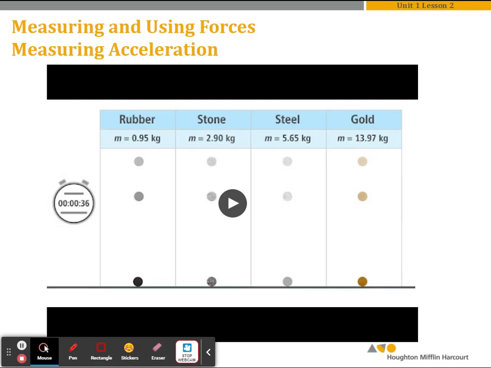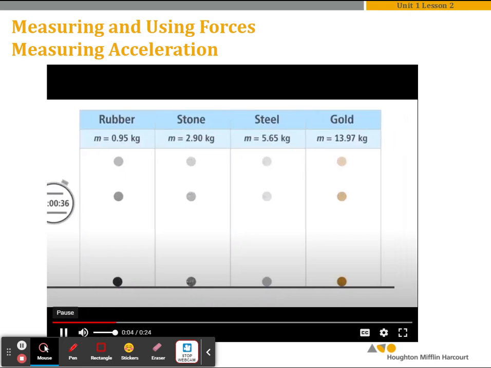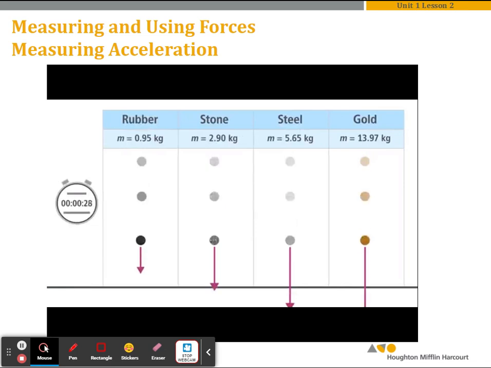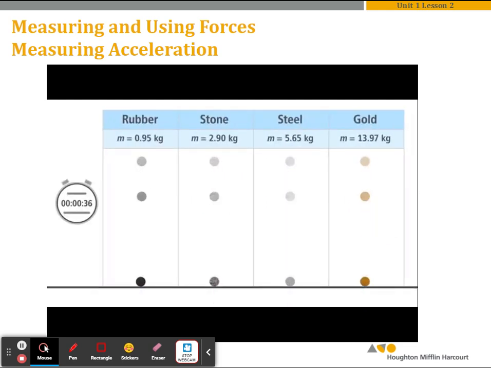Here we have an animation of 4 balls falling near Earth. Let's watch it. Let's watch it in slow motion. Do you notice any difference in the way the balls fall? Do you notice any difference in the balls themselves besides the material they're made of and their masses?